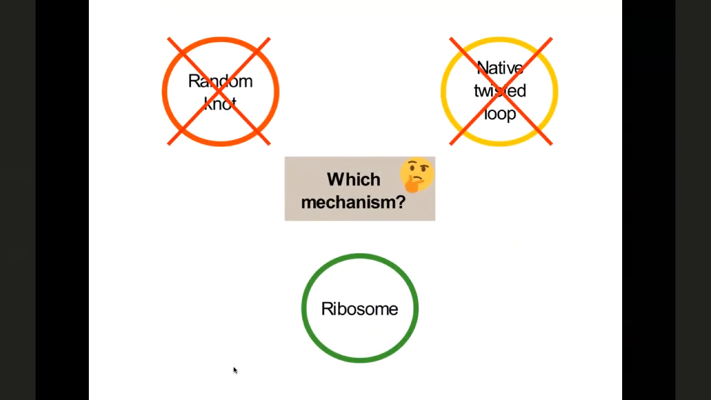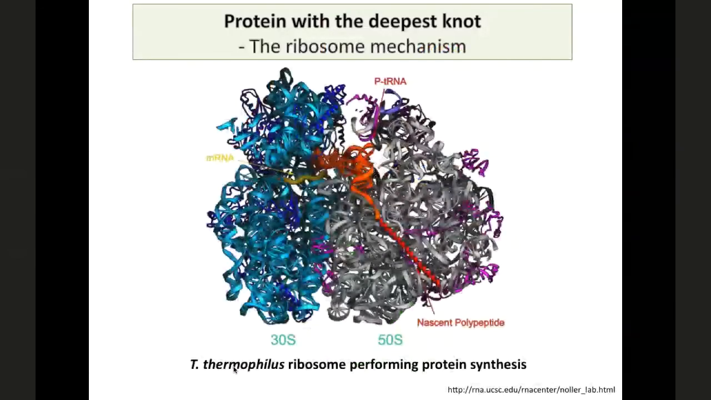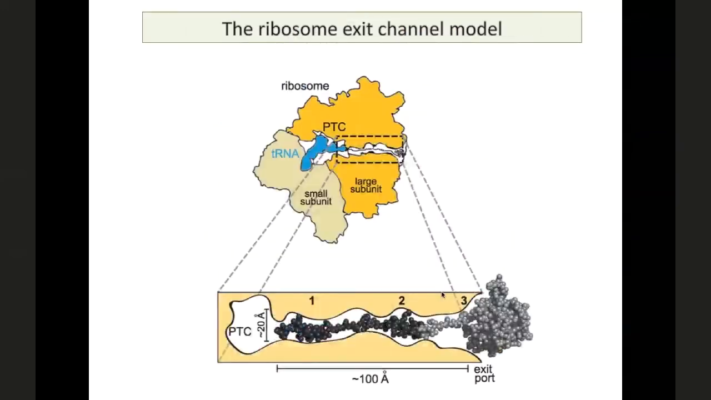So let's test the last possible chance, the ribosome mechanism. So this is the picture of the ribosome. It's a little more complicated, but here you can see RNA that is making finally the nascent polypeptide chain, which should knot finally to make a native knotted protein. So we can represent this ribosome in a little more simplified picture. What is important for us is this ribosome channel, what you can see here.